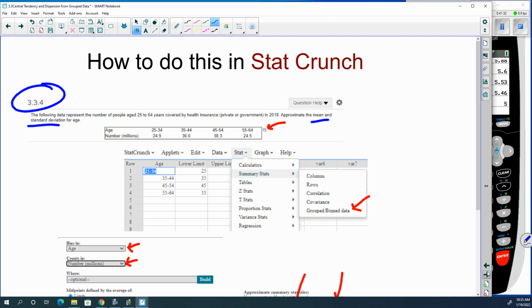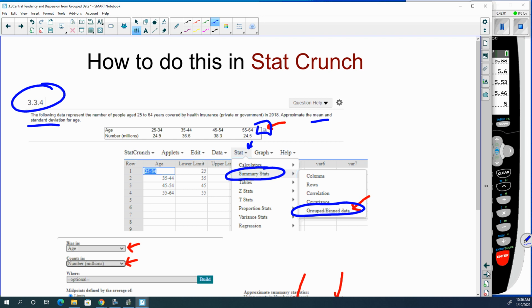So anyways, we hit this little button right here for StatCrunch, and it opens up and pulls the data into here. If we want to come up with the mean and the standard deviation, you hit Stat, and then Summary Stats. We've done that one before, but instead of doing columns, which is the one I showed earlier in class, your data is now grouped or binned. They're in these intervals of data.